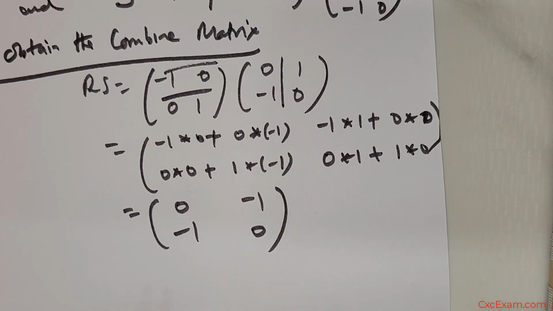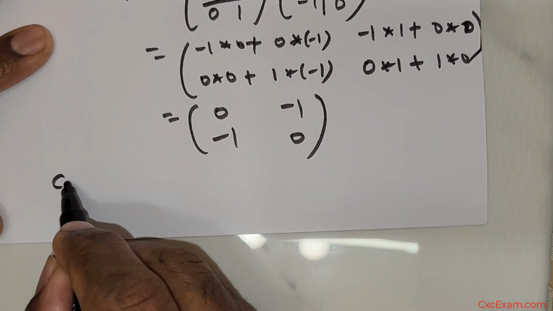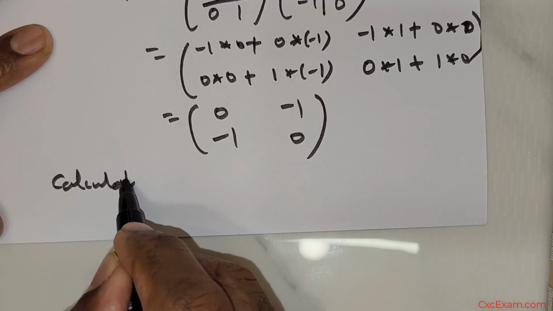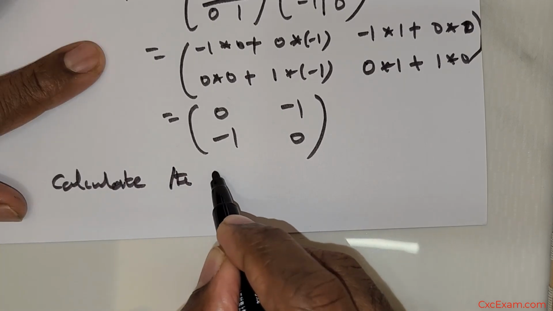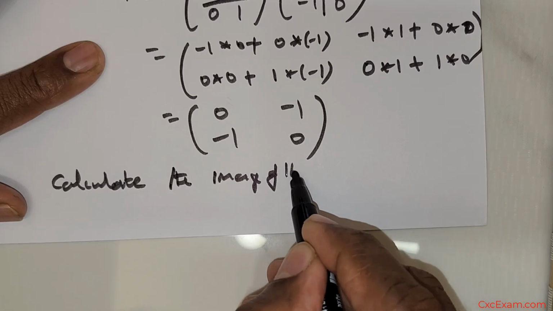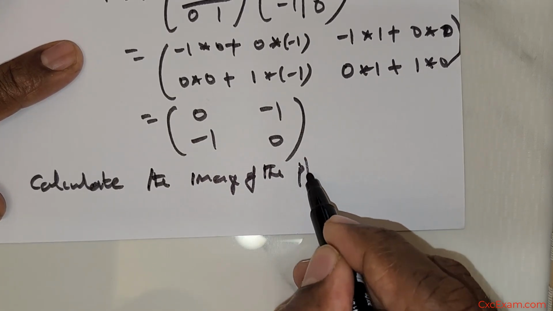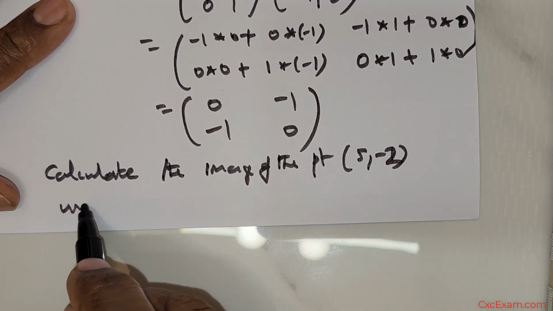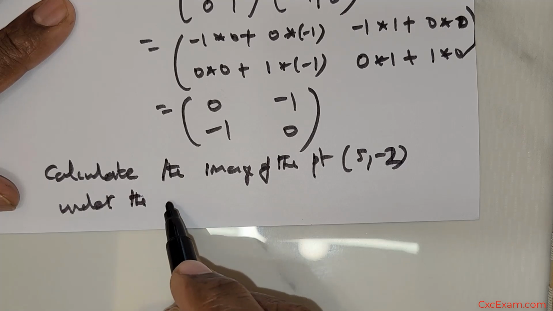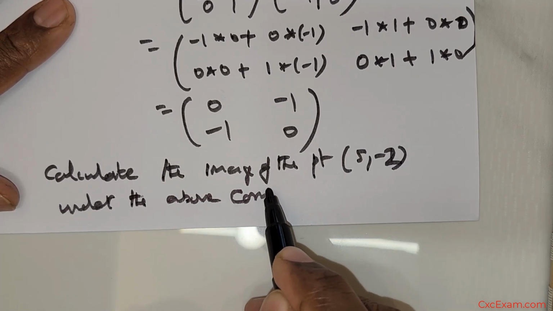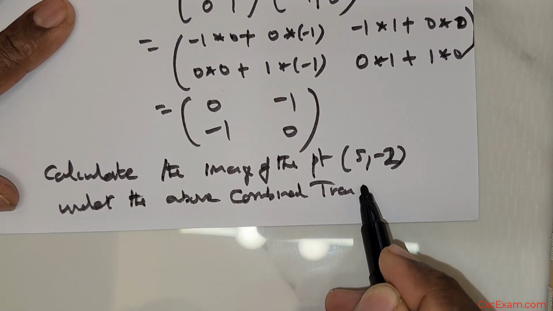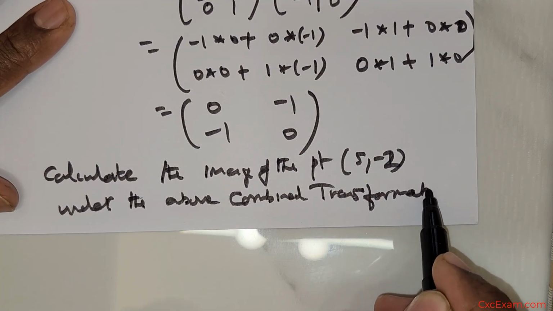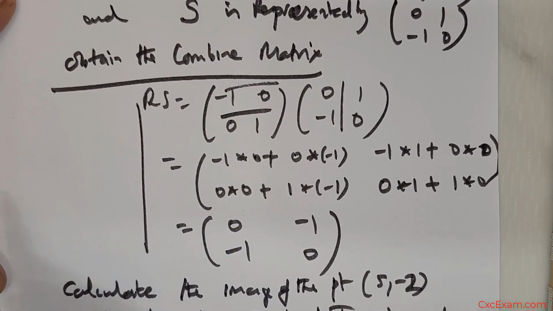Okay, so next is the representation of the image. So let me write that question down. Calculate the image of the point 5, negative 2 under the above combined transformation. So this is the combined transformation.